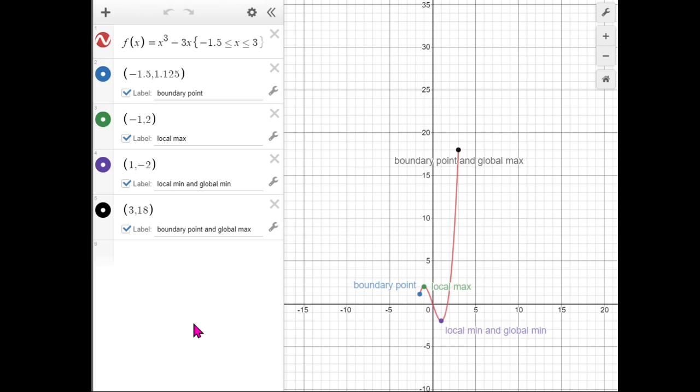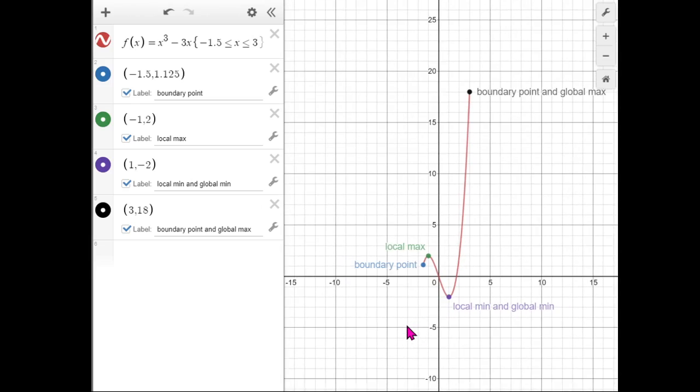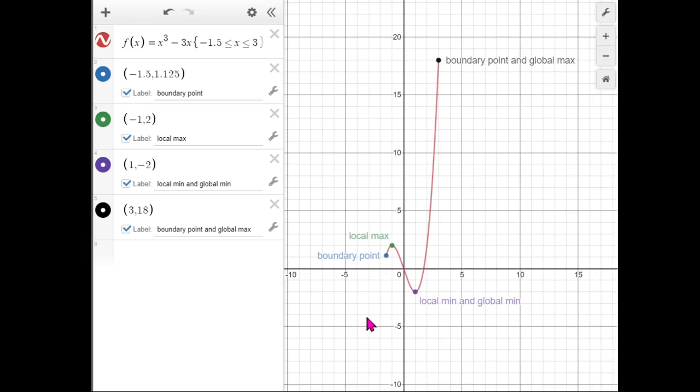So you'll notice if we look at the portion of the function that we want, this is really just from x is negative 1.5 all the way up to x is positive 3. Then we had computed x equals negative 1 and x equals positive 1 as critical values. So those are places where we knew that the slope of the tangent line was 0, and those are potential places to look for a local max or local min.